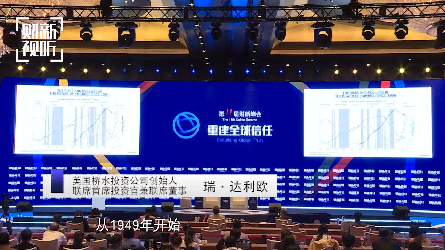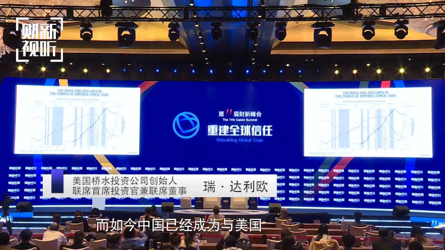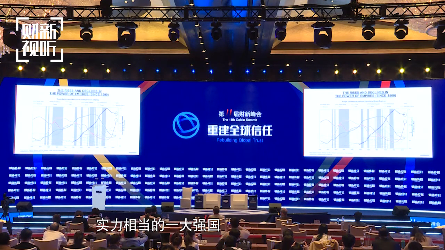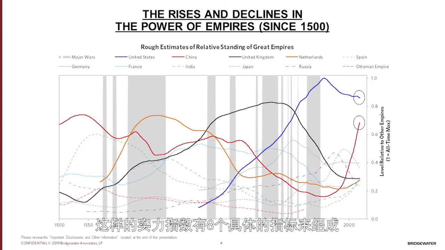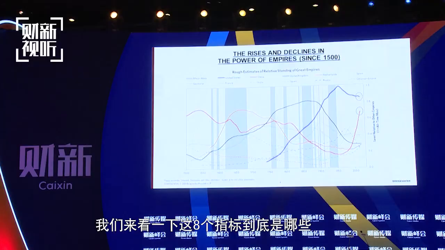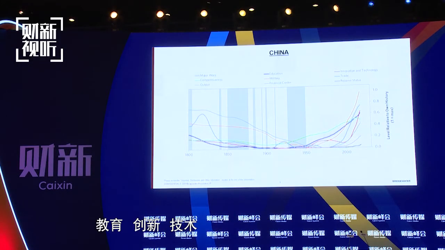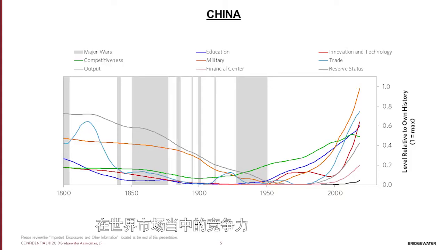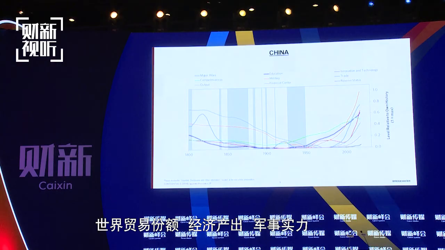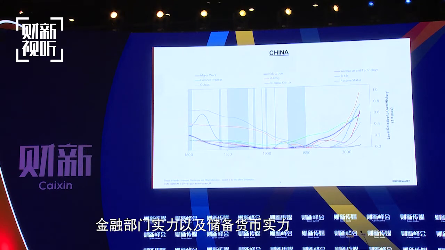Since 1949, China has grown back up to be a comparable power to the United States today. That power index is made up of 8 gauges of power that are shown in this next chart. They are the powers of education, innovation and technology, competitiveness in world markets, share of world trade, economic output, military, and the strength of the financial sector and the strength of the reserve currency.